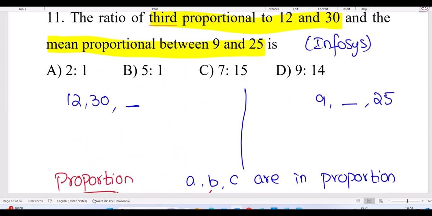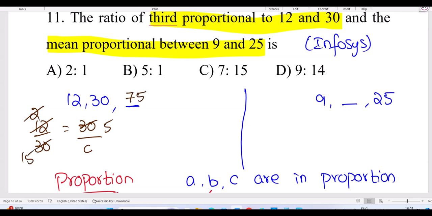Now here, what's the value? 12 and 30 equal to 30 divided by some C value. 2 times 6, 5 times 2 is 10, so C value is 75. Here it's like the square root of 9 into 25 will come. 9 by B equal to B by 25, meaning we will get B as 15. So 5 is to 1 is your answer, correct.